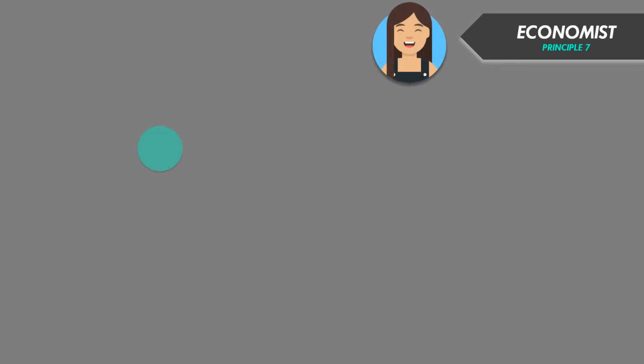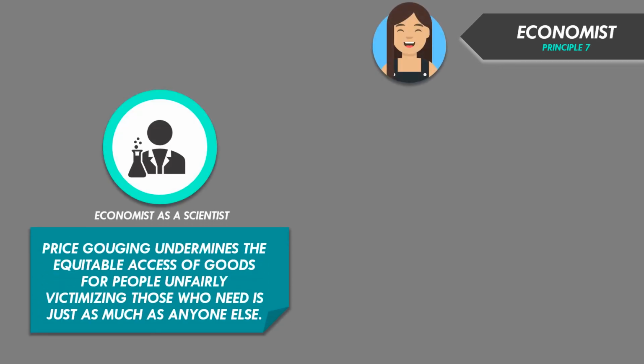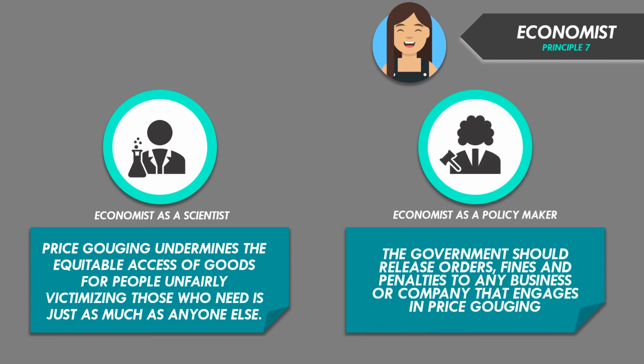Here, the economic scientist will say the price gouging undermines the equitable access of goods for people, unfairly victimizing those who need it as much as anyone else. On the other hand, the economic policymaker will say the government should release orders, fines, and penalties to any business or company that engages in price gouging.